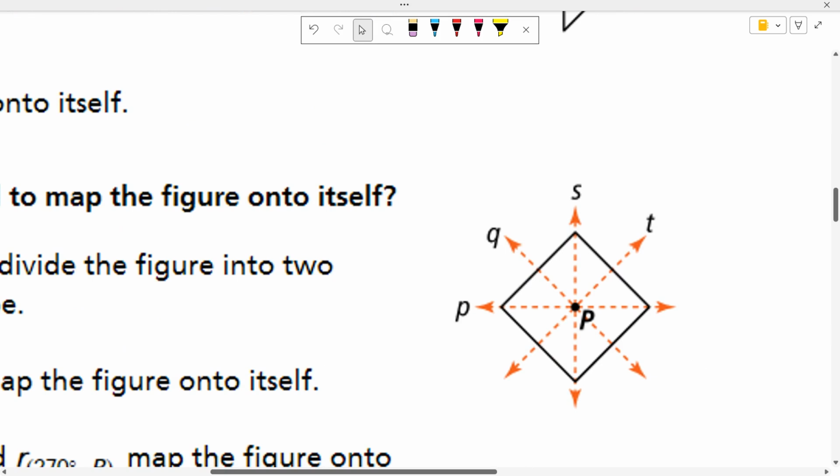How many lines of symmetry do you see on the square? 4 lines of symmetry. 1, 2, 3, 4. Because you can fold it across this line, this line, this line, and this line. Then, rotational symmetry. How far do you turn it until S is on P? How many degrees is that? 90 degrees. So it has 90 degree, 180 degree, and 270 degree rotational symmetry. Those are the 3 rotational symmetries it has.